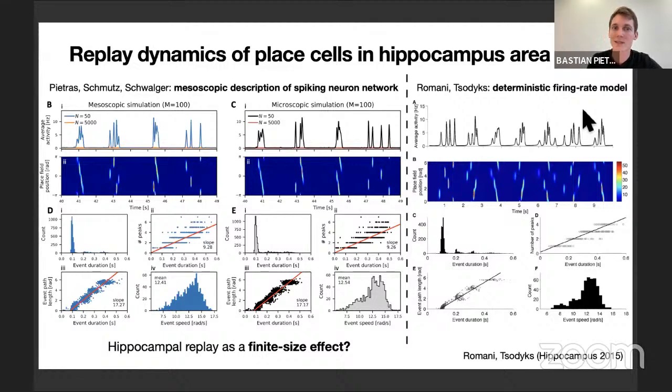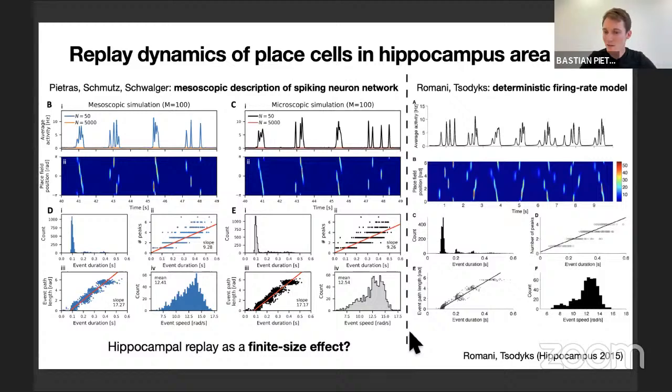So as soon as we increase the number of neurons per population, going to N equals 5,000, then we see the zero line, no activity, no replay dynamics at all. From the statistics here, there's also a good fit. It looks qualitatively the same. So what are actually the differences?